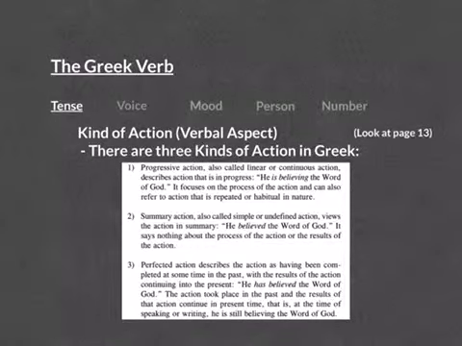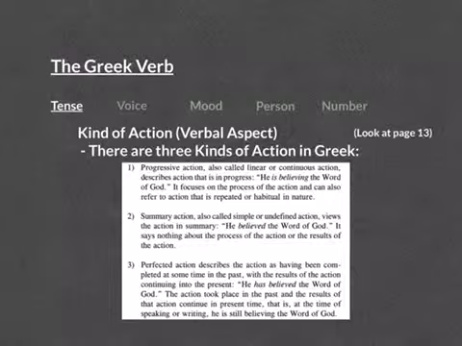So in Greek, there are three types of verbal aspect or kind of action. I will call it from now on verbal aspect, unless someone wants me to say kind of action. The first one is progressive aspect or action. This is also called linear or continuous action. It describes action that is in progress. The example is, he is believing the word of God. It focuses on the process of the action and can also refer to action that is repeated or habitual in nature.